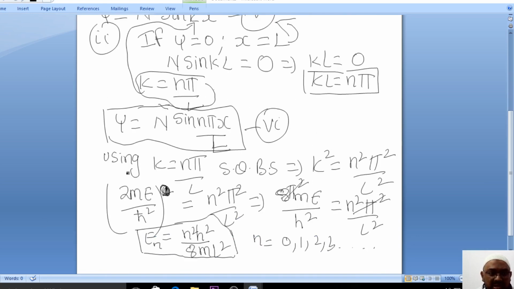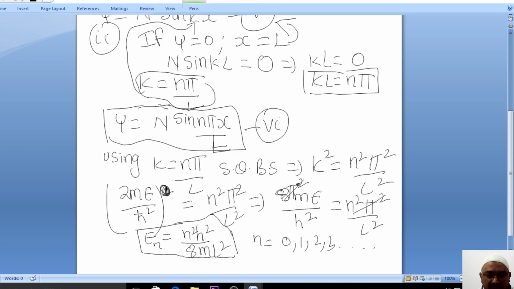So what we are doing here is that using k is equal to n pi by L, squaring on both sides. So what will we get? k square is equal to n square pi square by L square. So k square value is what? 2me by h bar square, which is equal to n square pi square by L square. So h bar square is what? h by 2 pi. So when you square it, you will get 8 pi square me by h square, which is equal to n square pi square by L square.